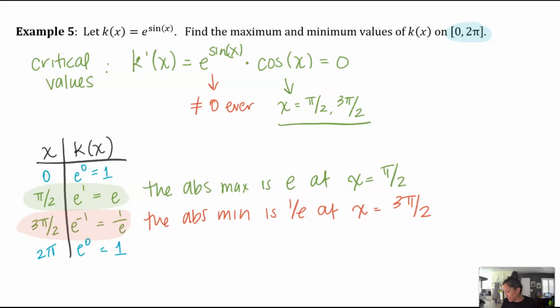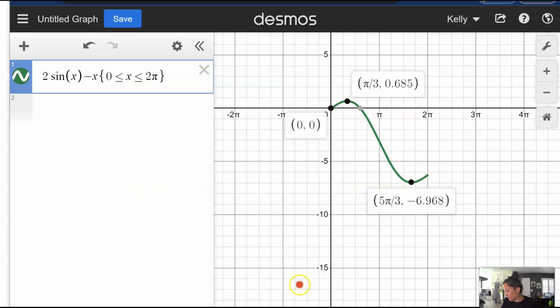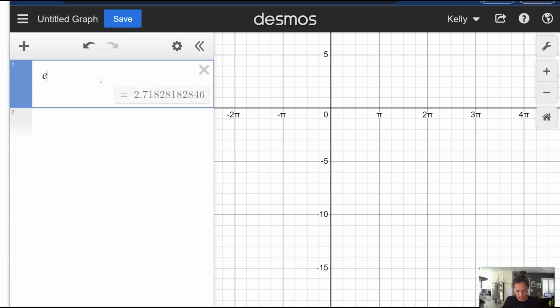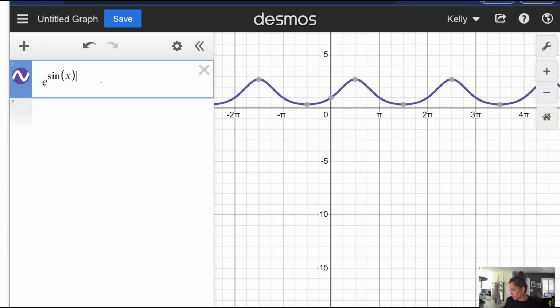I did say I'd throw this in Desmos, and also maligned you if you did not have beautiful curiosity about what this thing looked like. e to the sine of x. I'm excited. Oh, she's cute. We got a little exponential growth up until that maximum. And then we get the periodic piece.